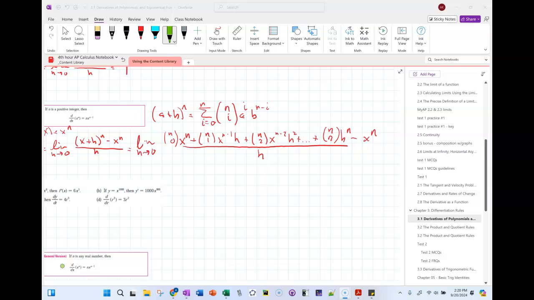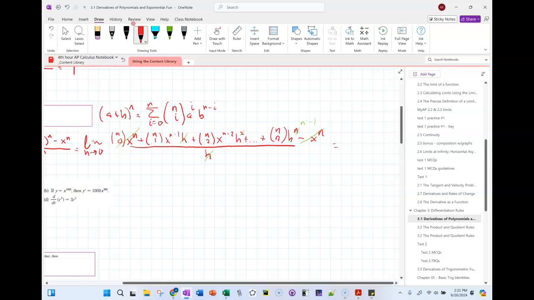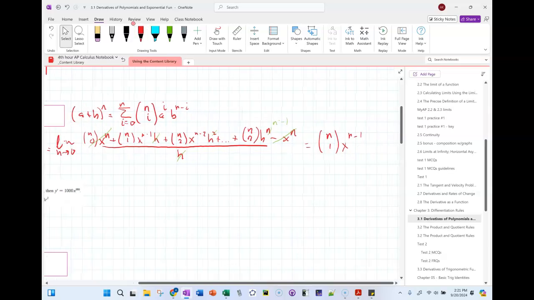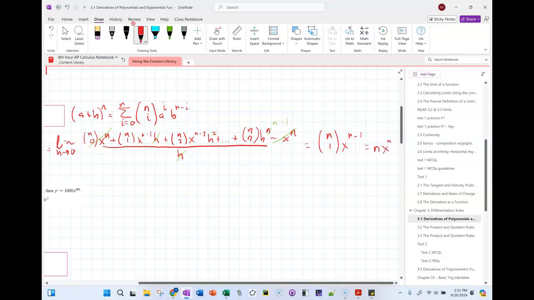If I look at this, n choose zero is just n, or I'm sorry, is one. So this guy and this guy cancel out. Everything else has a factor of h in it. So far, so good. And if I do my direct substitution in for h, the only thing left is n, because everything else has an h in it, and the h's all go to zero, right? Everybody's okay? And if you remember, n choose 1 is just n. So that's how you'd prove that. You use the binomial theorem or binomial expansion to do that.